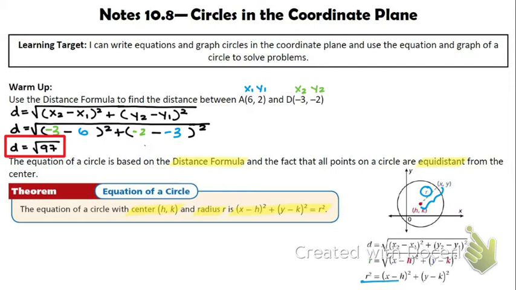Now, notice here we have r squared on the left, here we have r squared on the right. It doesn't matter if you have your r squared on the left or on the right because they are equivalent expressions. One thing I just want to make sure that everybody understands is that this h and this k represent the coordinate of the center.